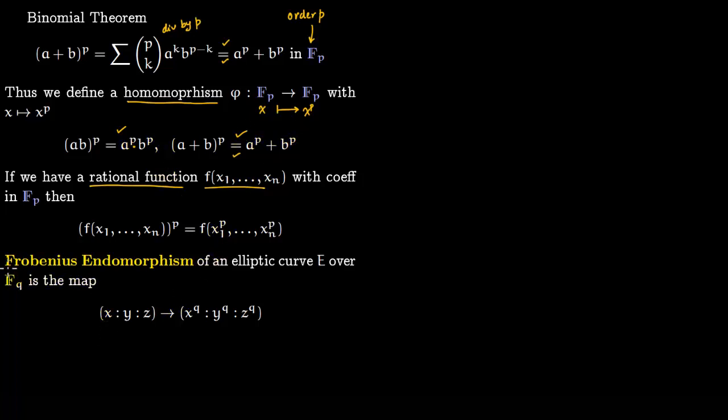So now we talk about the Frobenius endomorphism for an elliptic curve. The Frobenius endomorphism for an elliptic curve E over F_q is this map. In projective coordinates, this gets mapped to (x^q, y^q, z^q). Now we are talking about any finite field F_q, rather than just a field F_p where p is prime. So this is just a finite field of order q.